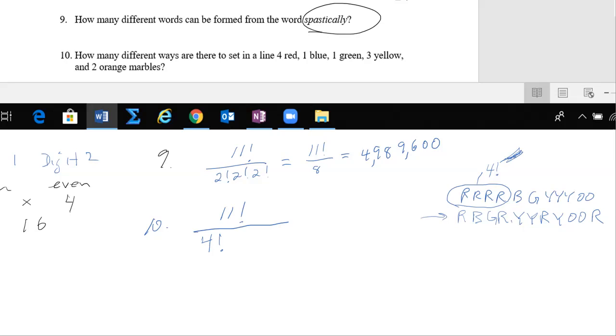And those are the ones that are being counted if you just look at 11 factorial. So that's one of the 11 factorial, and there are 4 factorial more of those, that same arrangement with the R's the way they are here. And we can't count those because they're duplicates, they're not different. Okay, so we have to do the same thing with the yellow, divide out that 3 factorial, and then the orange, 2 factorial.